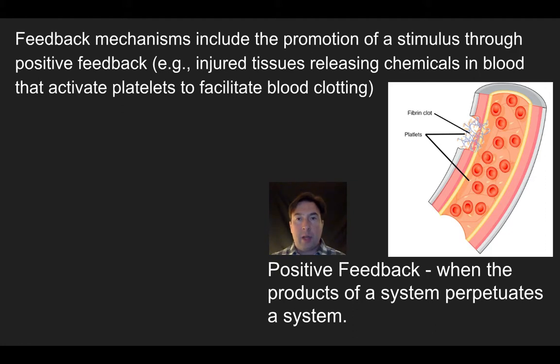And what happens with childbirth is you will have uterine contractions, and those uterine contractions send out a signal that causes an increase in intensity of uterine contractions. And that's why uterine contractions get much more close together and more intense until the baby is born. The products of the system, which are the contractions themselves, perpetuate more contractions, and so that's a feedback.